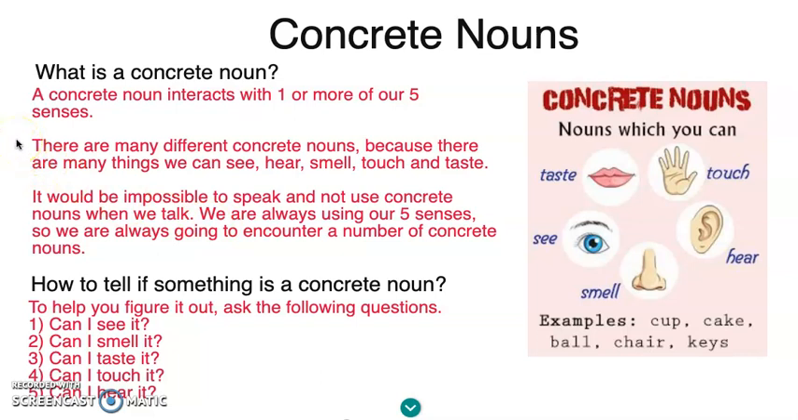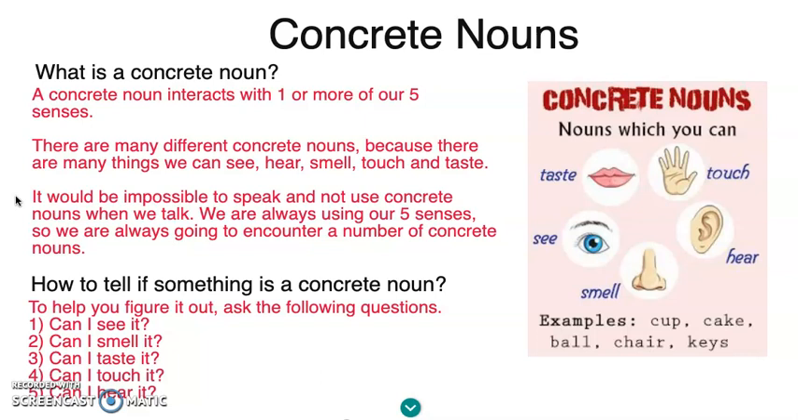So we know that there are many different concrete nouns because there are many things that we can see, hear, smell, touch, and taste. It would be impossible to speak and not use concrete nouns when we talk. And this is because we are always using our five senses. We are always going to encounter a number of concrete nouns throughout the day at any time.